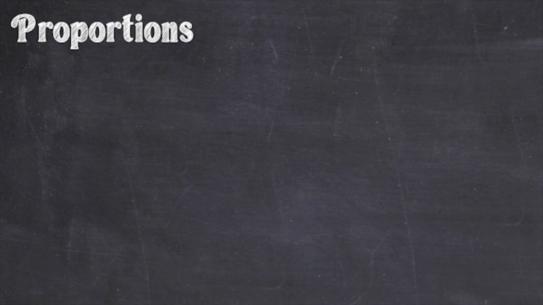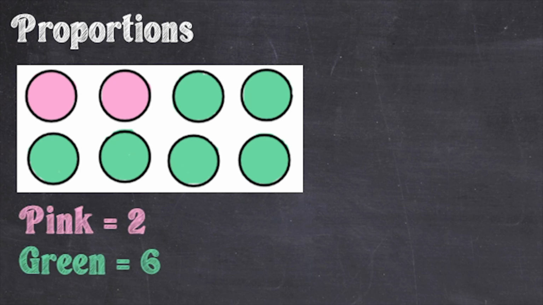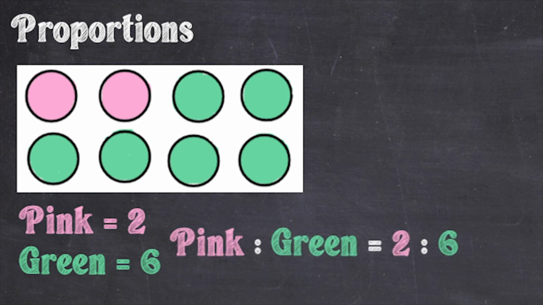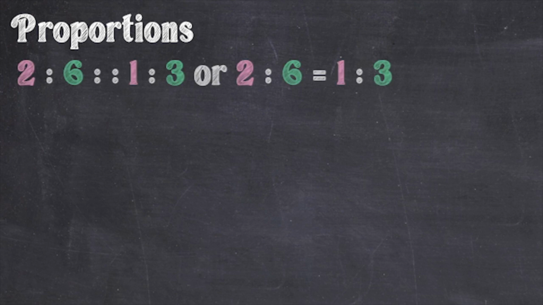To understand how to represent proportions, let's remember Bonnie's pink and green marbles. She had 2 pink marbles and 6 green marbles to start. The original ratio of pink to green marbles was 2 to 6. The simplified form of this ratio is 1 to 3.